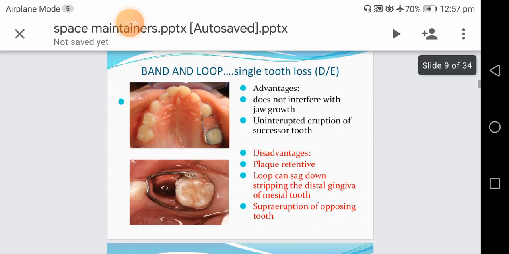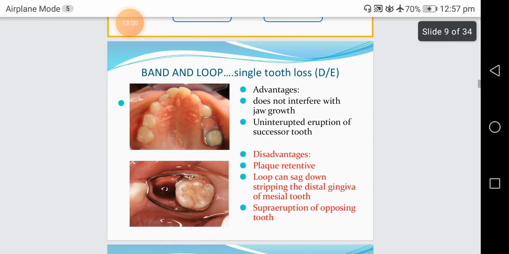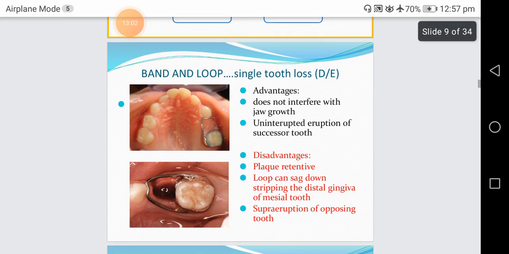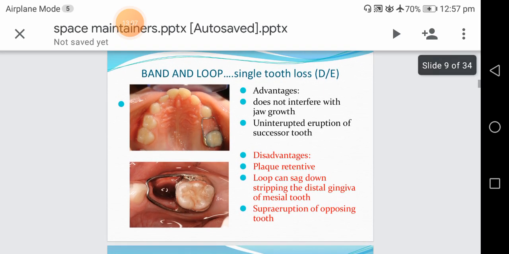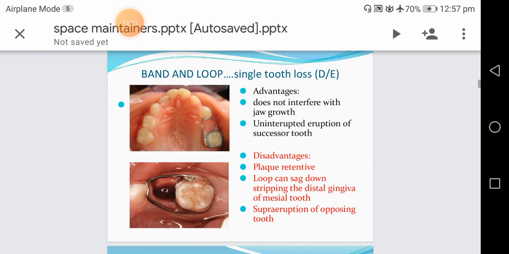They do not interfere with jaw growth and uninterrupted eruption of successor teeth. Okay, because the loop is kept wide, they will provide uninterrupted eruption of the successor teeth. Now, what are the disadvantages?